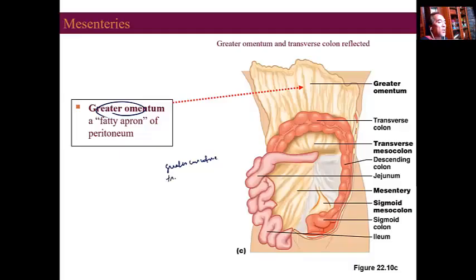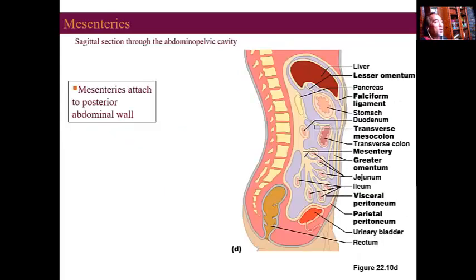and then it attaches to the transverse colon. As I said, it's better to look at it on a lateral view. So this is the greater omentum. It looks like an apron that can cover the whole anterior part of the abdominal cavity. Using this longitudinal view, it's easy to identify the mesenteries. So let's take a look at the mesenteries here.